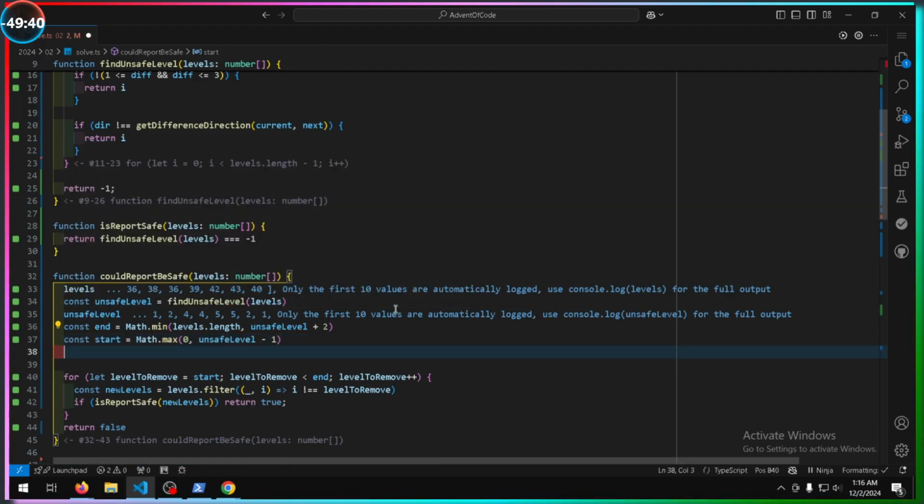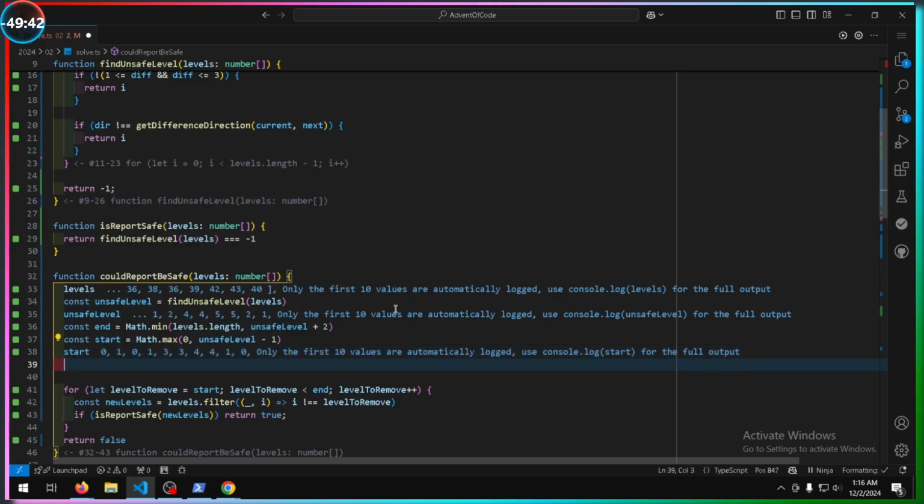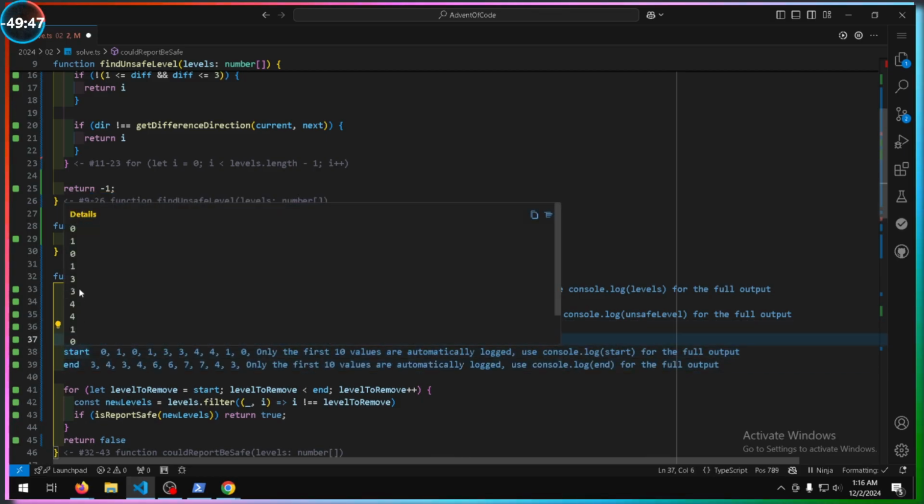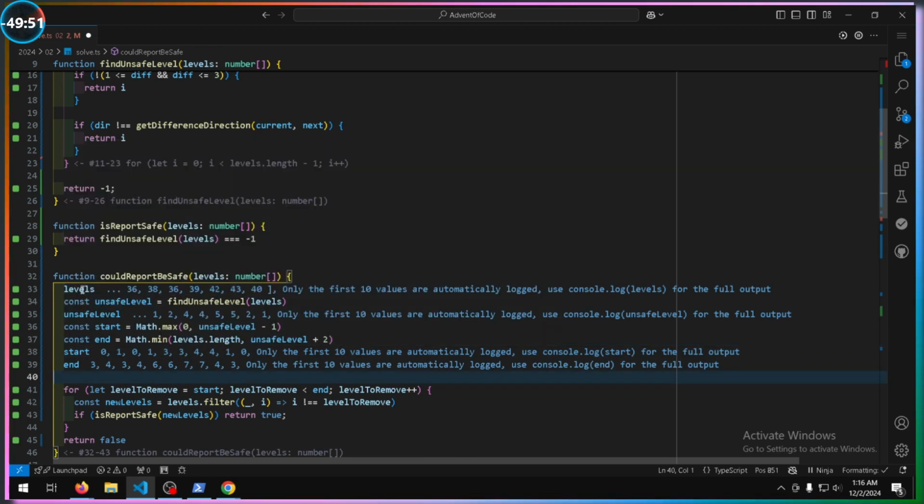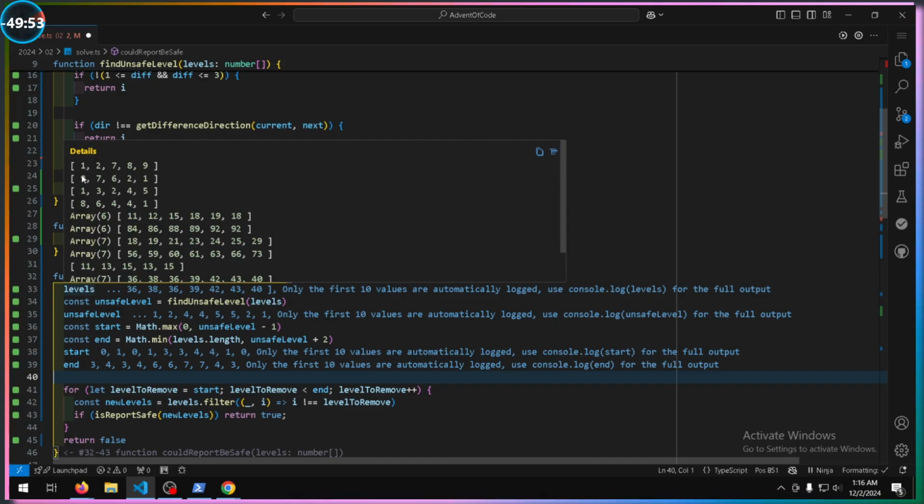So let's figure out where we want to start and end. So I'm flipping these around now. So we want to start at 0 and we want to end at 3. And the way that works is that we want to start here and end here. Well, 0, 1, 2. It's really these 3 we want to try, because let's say these 2 are the unsafe level.